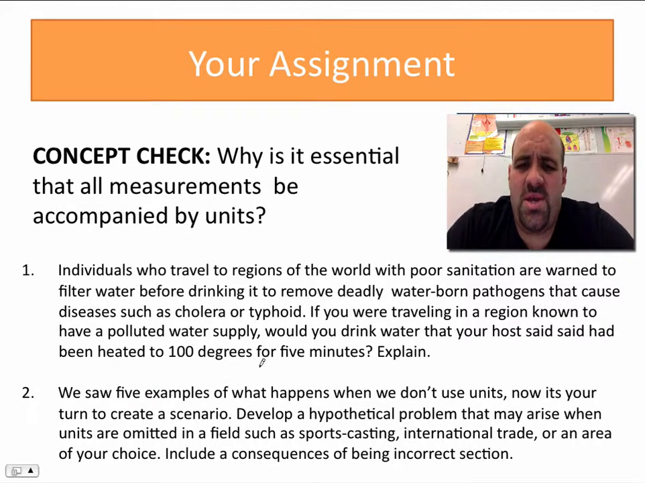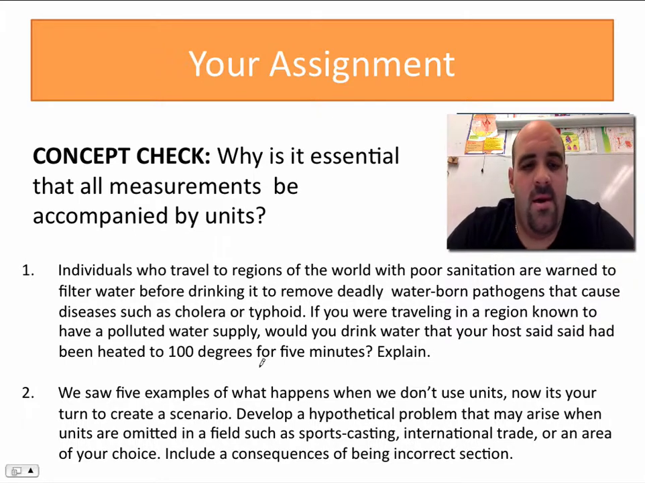Individuals who travel to regions of the world with poor sanitation are warned to filter water before drinking it to remove deadly waterborne pathogens that cause diseases such as cholera or typhoid. If you were traveling in a region known to have a polluted water supply, would you drink water that your host said had been heated to 100 degrees for 5 minutes? Explain your answer. So your host tells you, yes, we heated the water to 100 degrees for 5 minutes. Don't worry, it's safe. Do you want to drink it? Do you have any questions for your host?